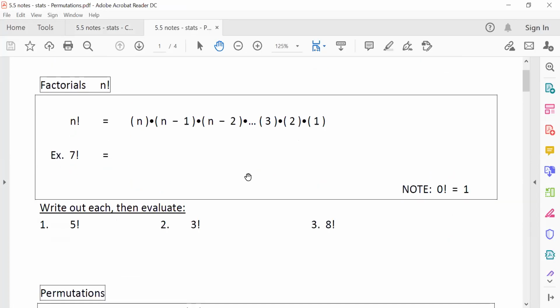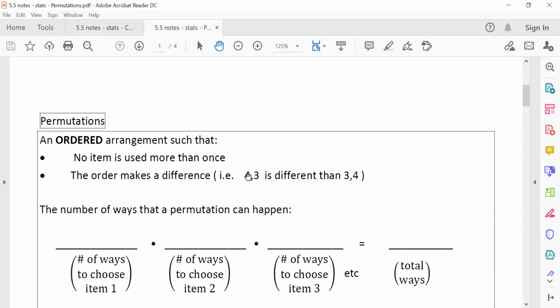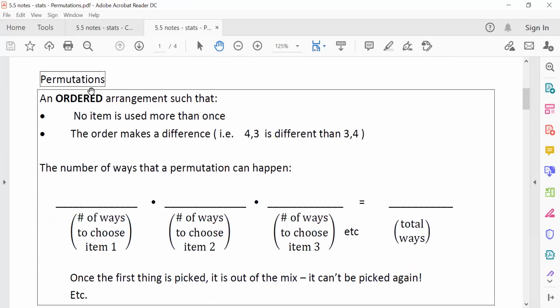So we already learned what the factorial is. We're going to learn what a permutation is. A permutation is going to be an ordered arrangement of objects where an item is not used more than once and the order makes a difference. 4, 3 is different from 3, 4. If you put the number 4 before 3, it's different.